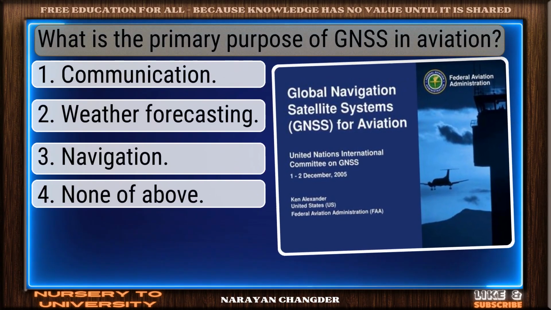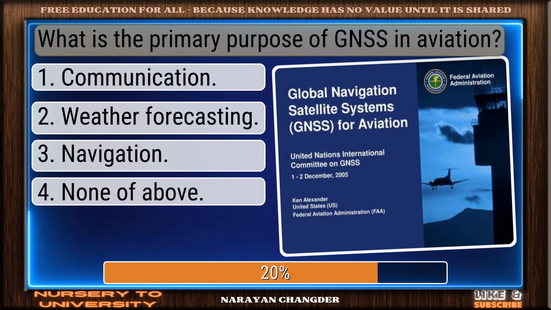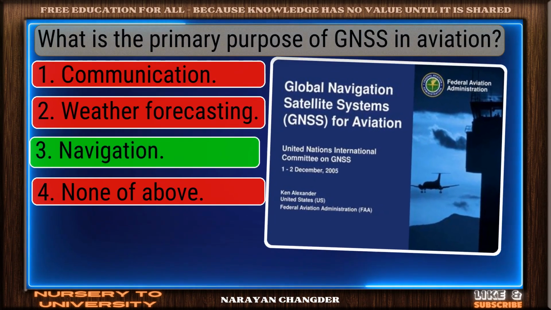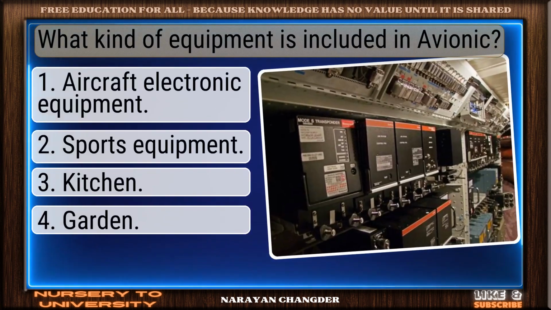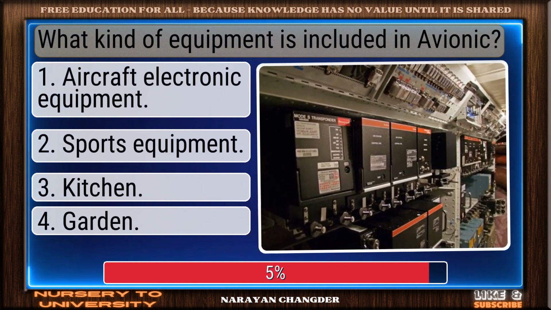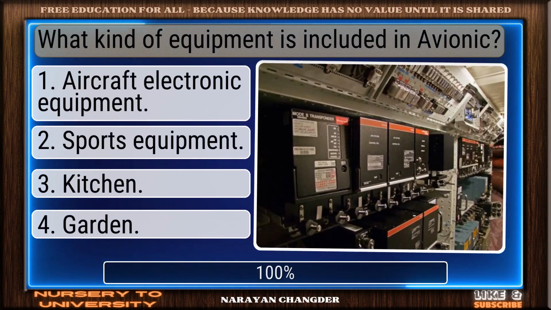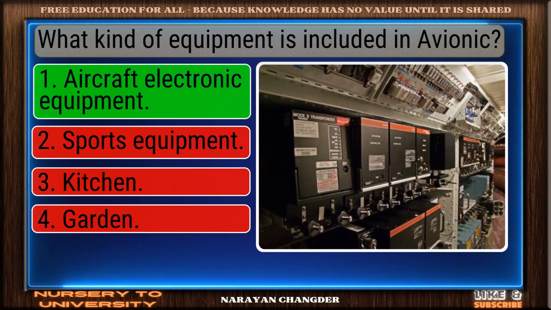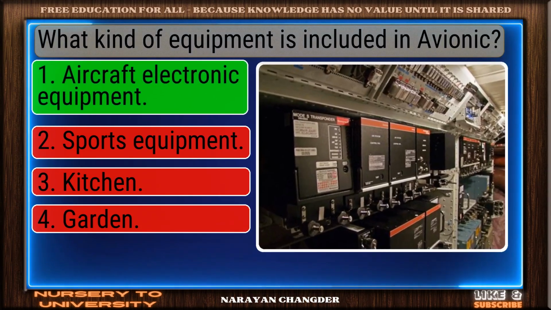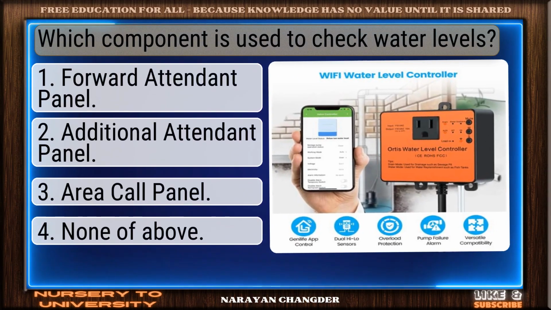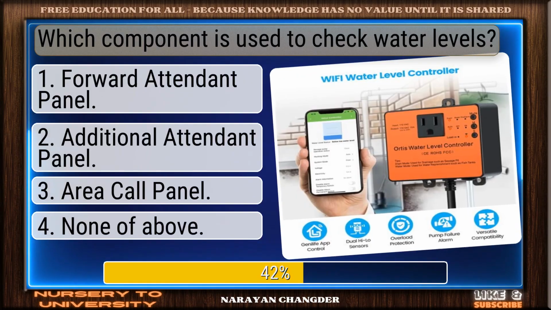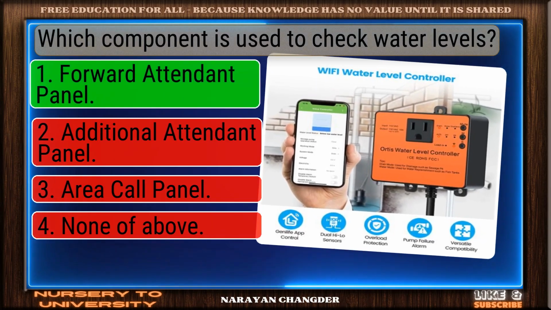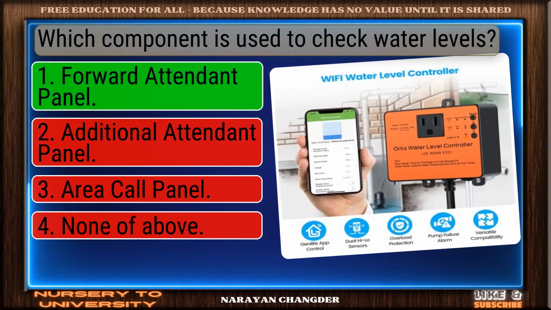What is the primary purpose of GPS in aviation? Sharp thinking. Navigation is the right choice. What kind of equipment is included in avionics? Smart move. Aircraft electronic equipment is an accurate answer. Which component is used to check water levels? Excellent choice. Forward attendant panel is the right answer.